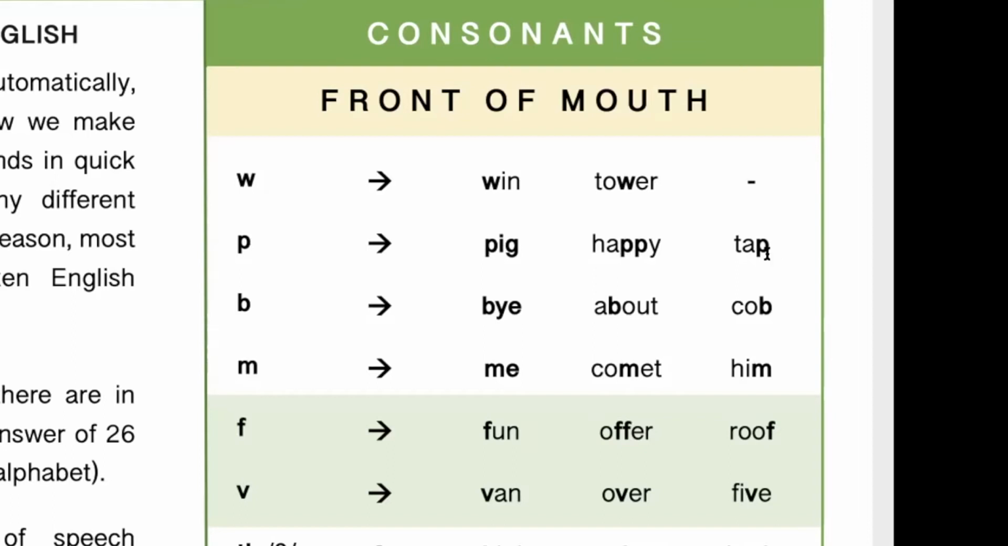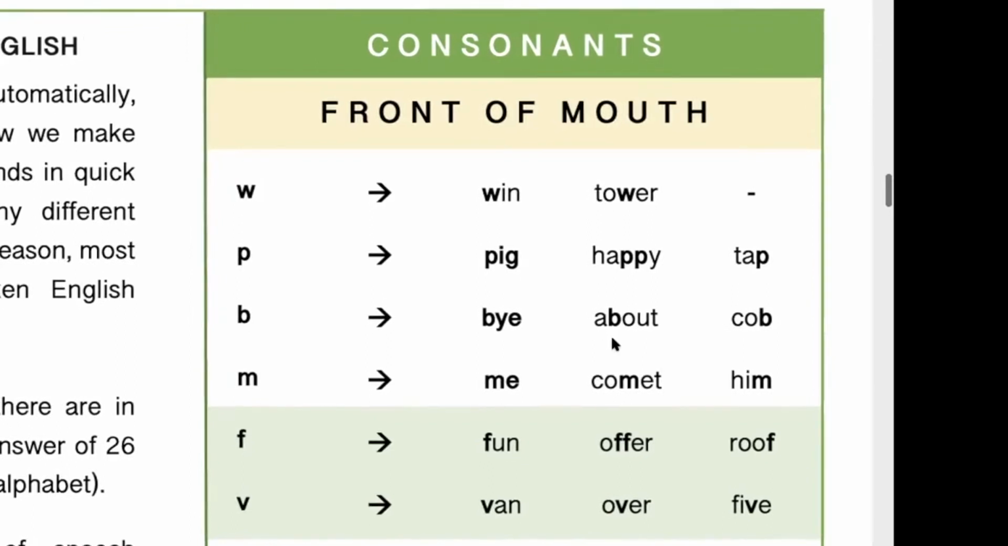And we can have p on the end, tap. The at the start, by in the middle, about on the end, cob. At the start, me in the middle, comet on the end, him.